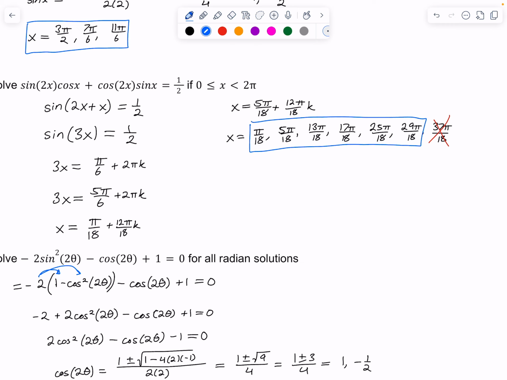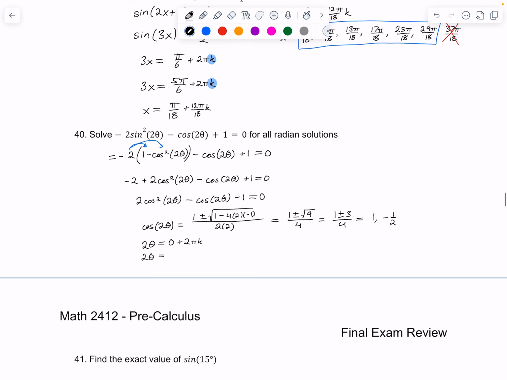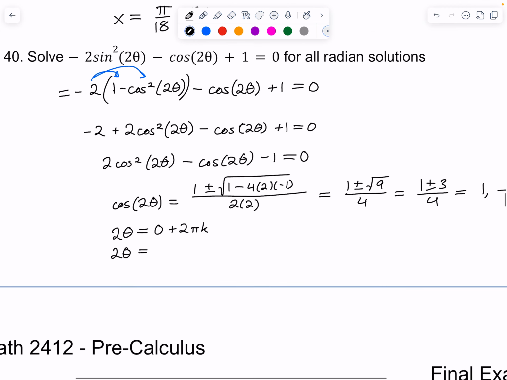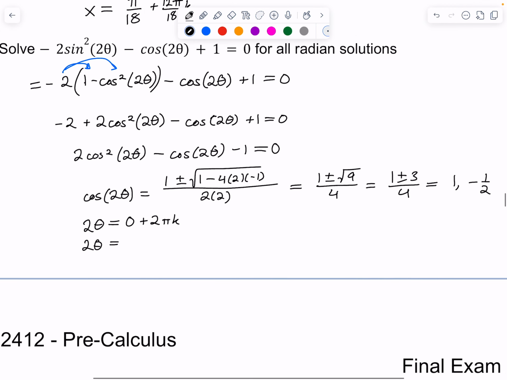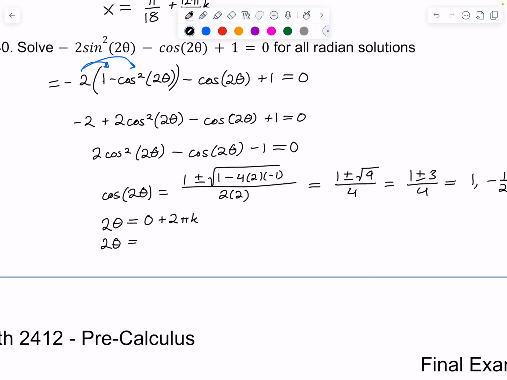Forgot, whenever you have a number in front of your x, you have to do the k. You only get rid of the k when you're finding your final answer. Anyway, back to this other one. Yeah, I have 0 plus 2 pi k. And then where else is cosine 1? It's only at 2 pi, so that's all the ones.